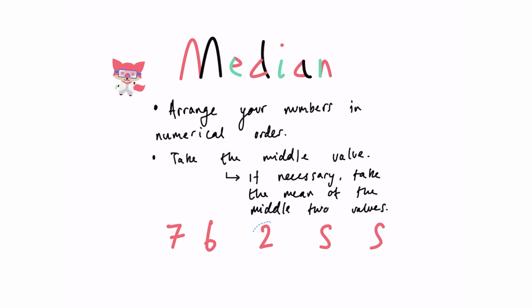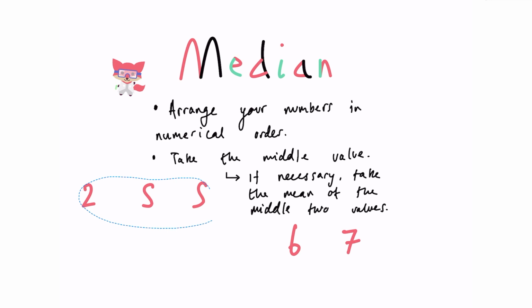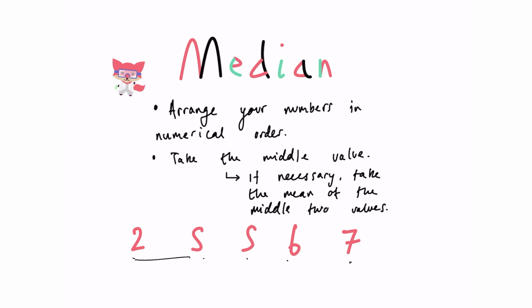So we have 2, 5, 5 will come first, then the 6 and the 7. Now we can see here we have 5 numbers. So the middle, 2 from the left, 2 from the right, and we have the middle value is 5. So for this set of numbers, 5 is the median.